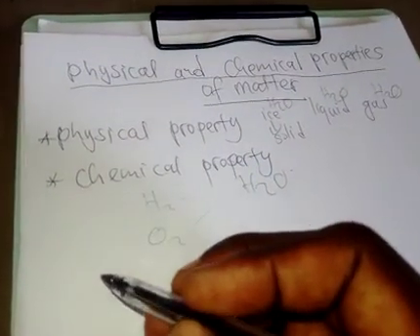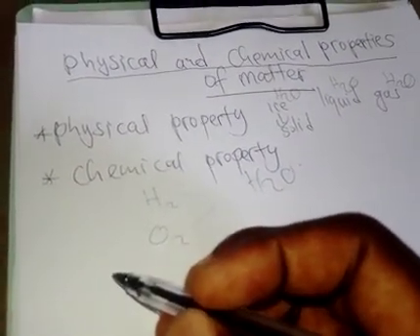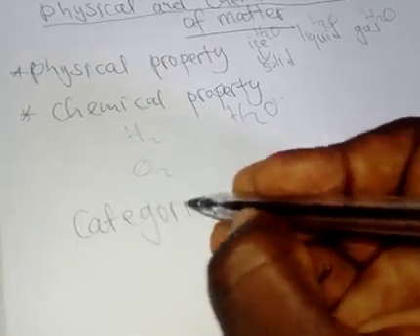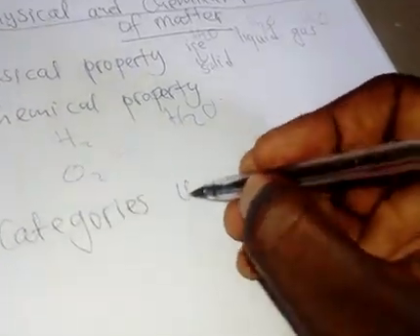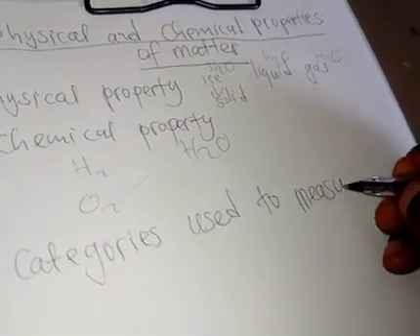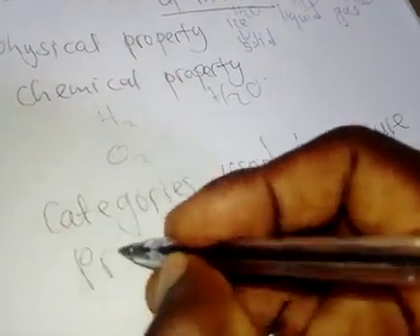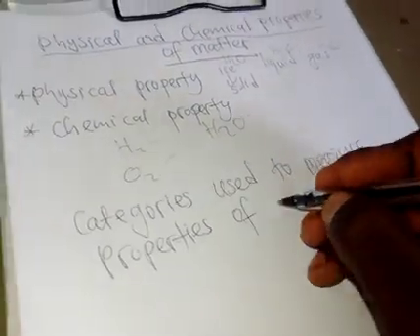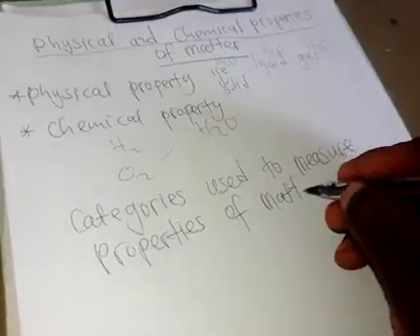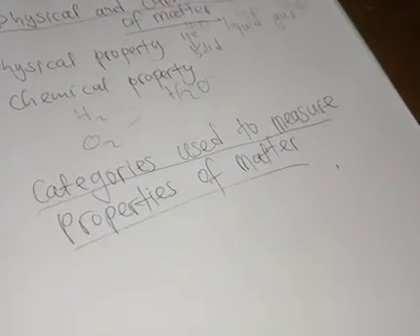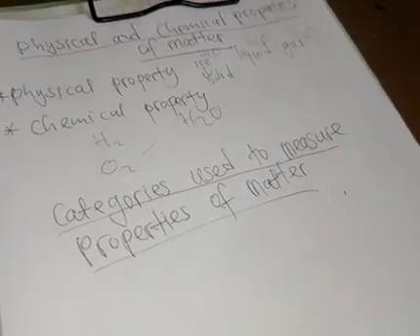From there, let's talk about the last thing for this video: categories used to measure properties of matter. We have two categories used to measure properties of matter.